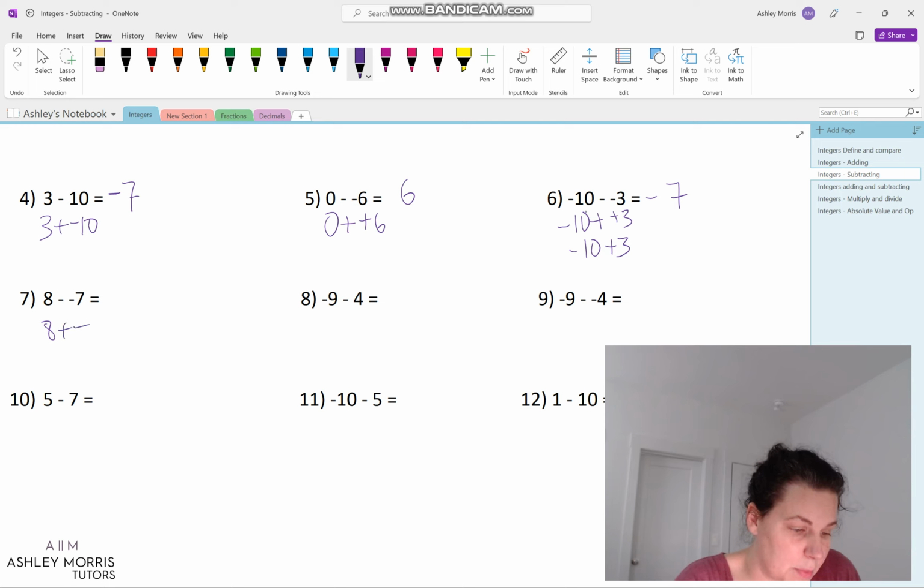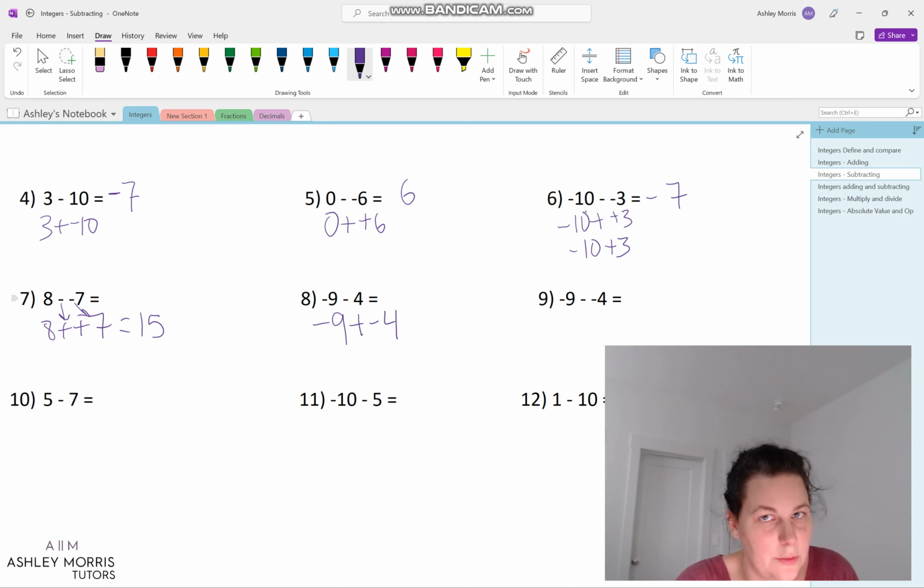8 plus positive 7, add the opposite. That becomes a plus, that becomes the opposite. So you get 15. Negative 9 plus negative 4. It was a positive 4, so we're changing that to the opposite. We've got to change its sign. Signs are the same. Keep the sign that they have.